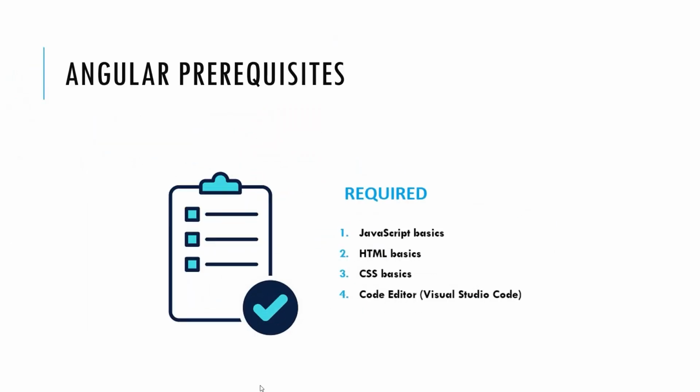Since this is a beginner level course, we assume you have a basic knowledge of JavaScript for writing code, and also basic knowledge of HTML and CSS, that is Cascading Style Sheets, which will be used to design our user interface. And then we need a code editor. In this we are using Visual Studio Code, which will be used for writing our Angular app.